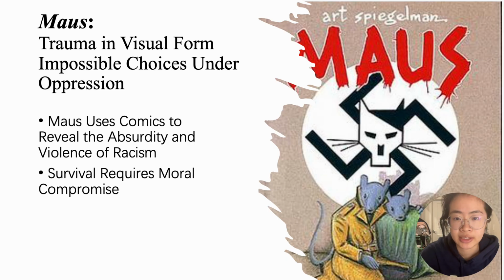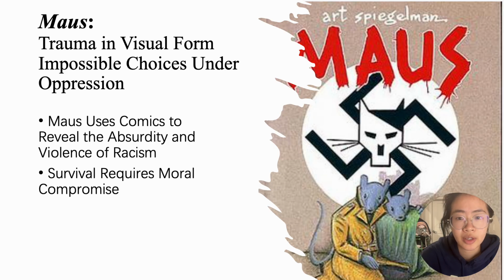The narrative alternates between Vladek's wartime experience and Art's present-day interviews, showing how trauma shapes both survivors and descendants. Diaries, fragmented memories, and father-son tension all demonstrate that trauma is not confined to one generation. It becomes a long-lasting inheritance. Survival requires moral compromise, and the Vladek story illustrates how people under totalitarian rule must constantly negotiate impossible choices.